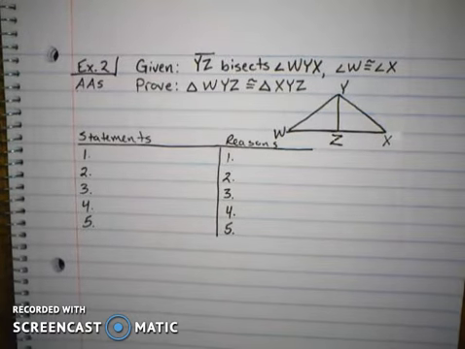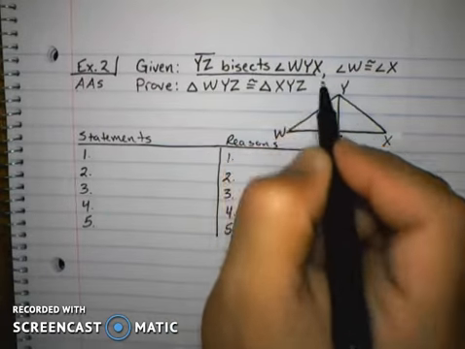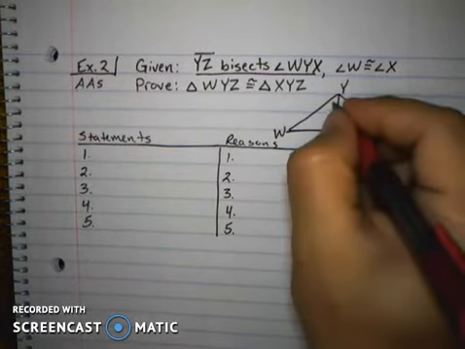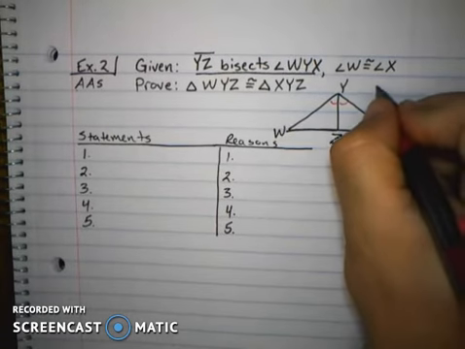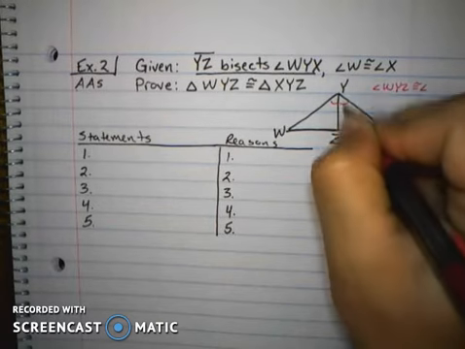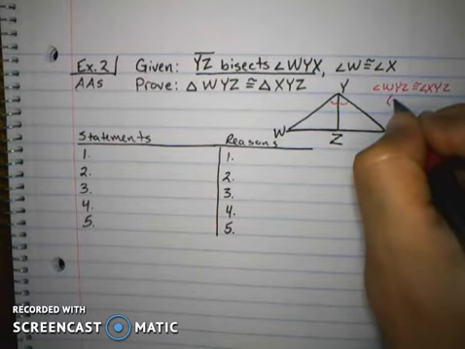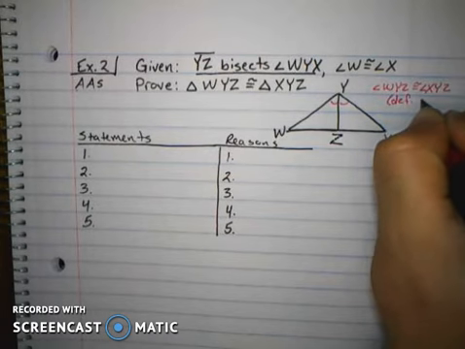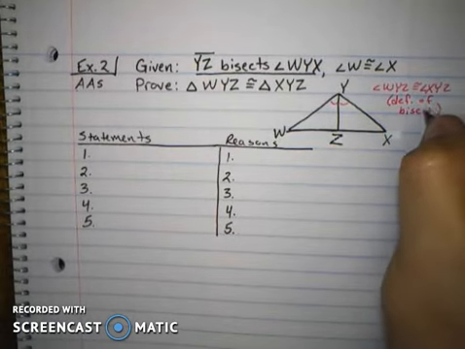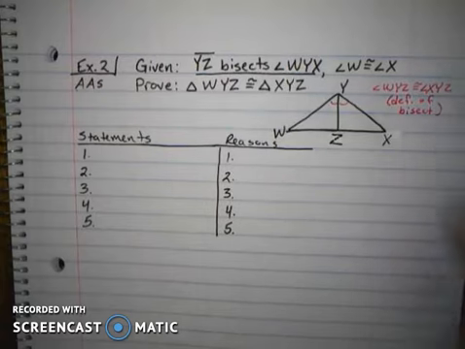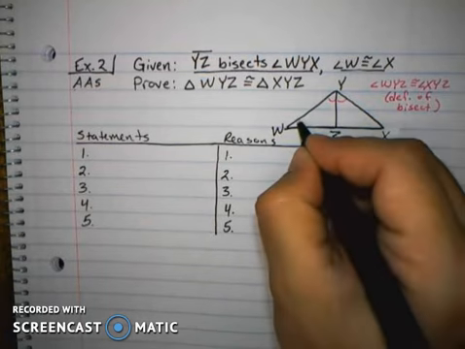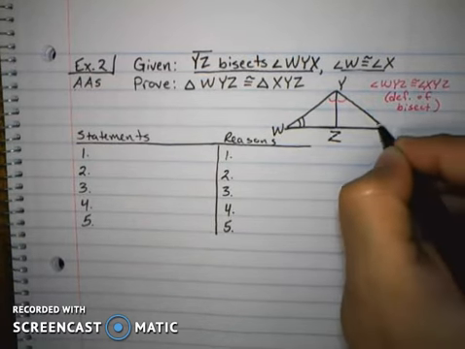Okay, so we're going to start by marking the given information. Now, this given statement does not directly tell me that angles are congruent, but it leads me to the next statement that these angles are congruent: that angle WYZ is congruent to angle XYZ because of the definition of bisect. Okay, so that's going to be the secondary statement after the first one. But this is a direct congruence of angles statement. So angle W and angle X are congruent.